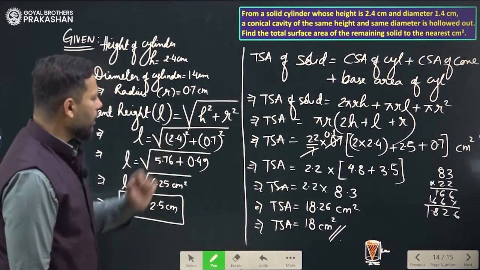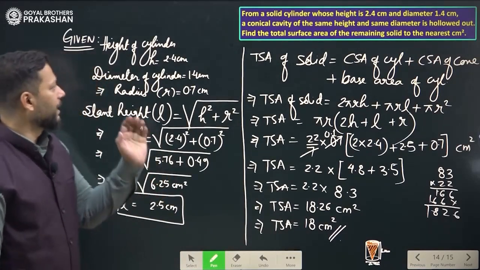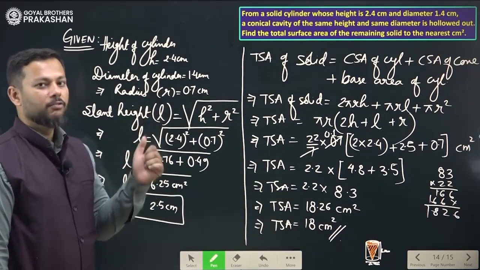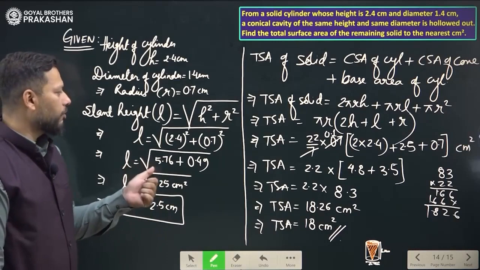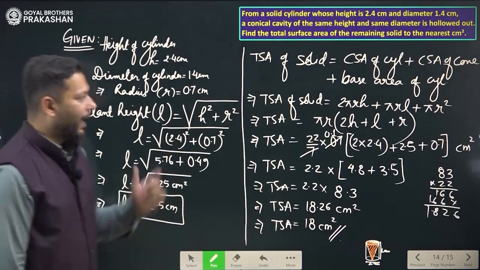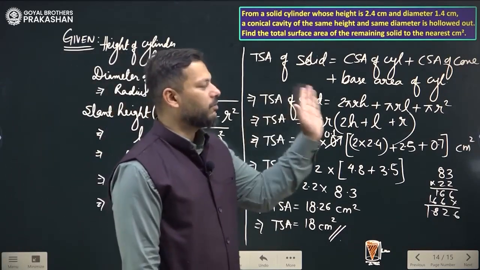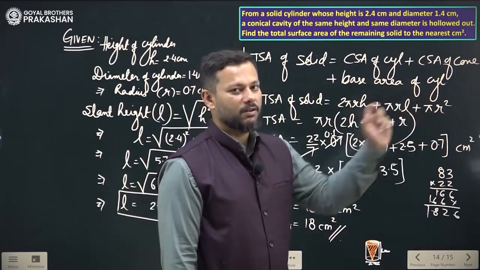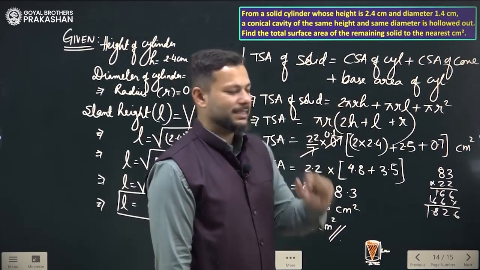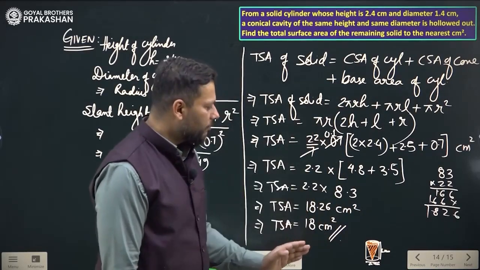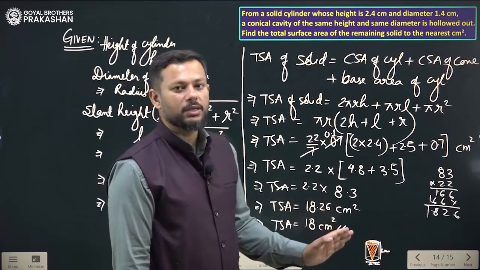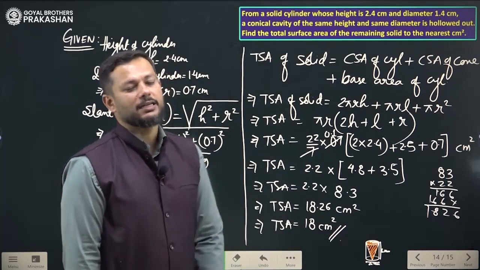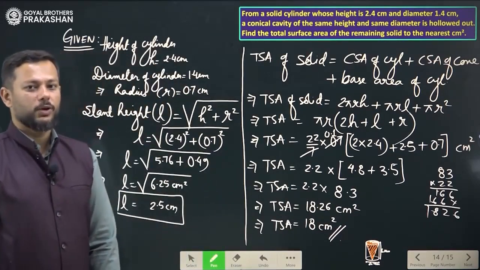If we again look at this problem, we were given the height of the cylinder and the diameter of the cylinder, we found out its radius, we also found out the slant height of the cone, and then we substituted the values in the given formula, which happens to be the curved surface area of cylinder added with curved surface area of cone added with the base area of the cylinder. When we substituted the values and rounded off to the nearest centimeter square, we are getting the total surface area of the solid as 18 centimeters square. So I hope this question is clear.